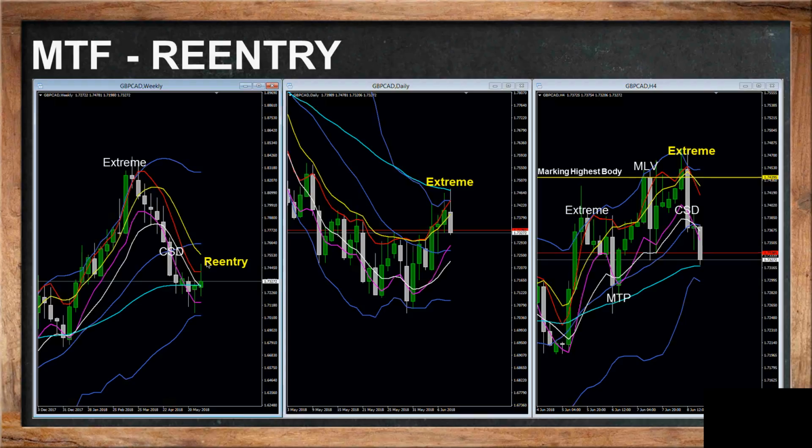So if it's a re-entry sell in weekly, then daily must have an extreme sell. All right. So in H4, we need to be able to have at least an extreme or an MLV. So if you have three time frames pointing to the same direction, then it is much easier and much safer for us to enter the re-entry. Okay. So this is what we need to really understand on the basics of the re-entry.